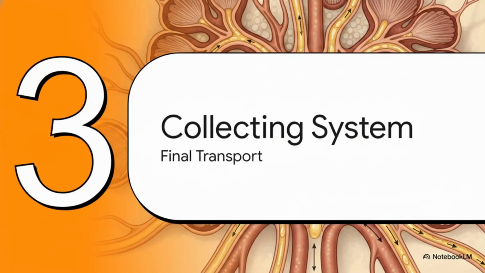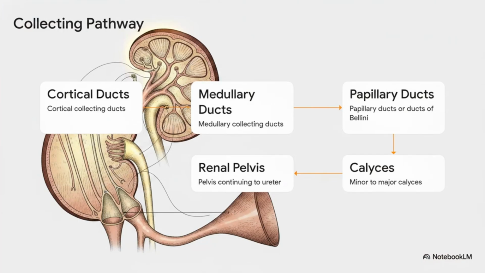Okay, Section 3, the collecting system, which handles the final transport. After the primary nephron segments do all their intensive processing, the remaining fluid enters a highly organized drainage network. This is where the final modifications and transport of urine happen. Now, following this exact sequence is incredibly high yield for your exams.